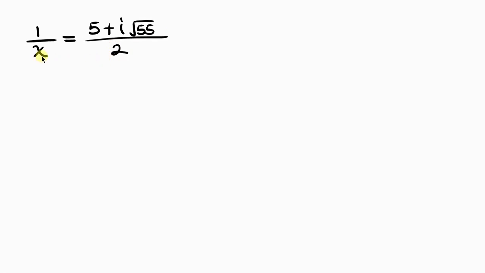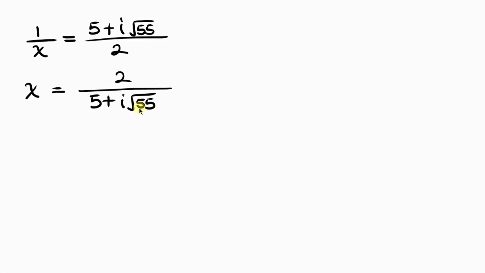Now, in order to get the value of x, we have to take the inverse of both sides. So the inverse of 1 over x is x. This is equal to the inverse of 5 plus i root 55 all over 2, which is flipping the positions. The denominator becomes the numerator, and the numerator now becomes the denominator. 2 all over 5 plus i root 55. Very good. Now we can't just stop here because we have a surd as the denominator.